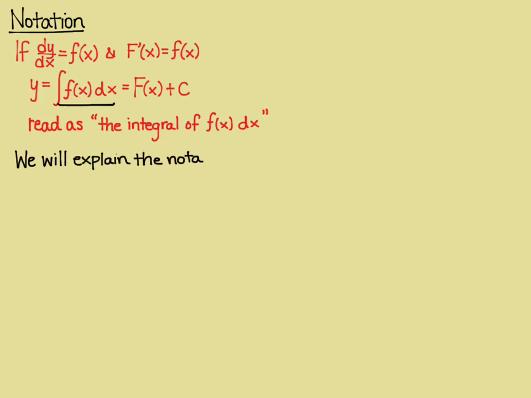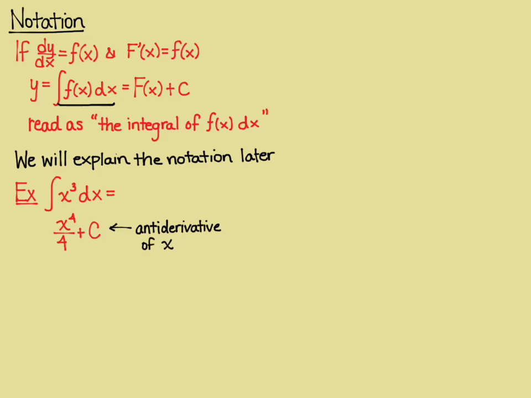We'll explain the notation a little bit more as we move through Riemann sums. For now, we're just going to call this the integral symbol, and we're going to write it as an elongated s. For example, if I asked you to solve the integral of x cubed dx, what we're asking for is the antiderivative of x cubed. We know that that's going to be x to the 4 over 4 plus c, so that's our answer. Remember that this is just the antiderivative of x cubed.